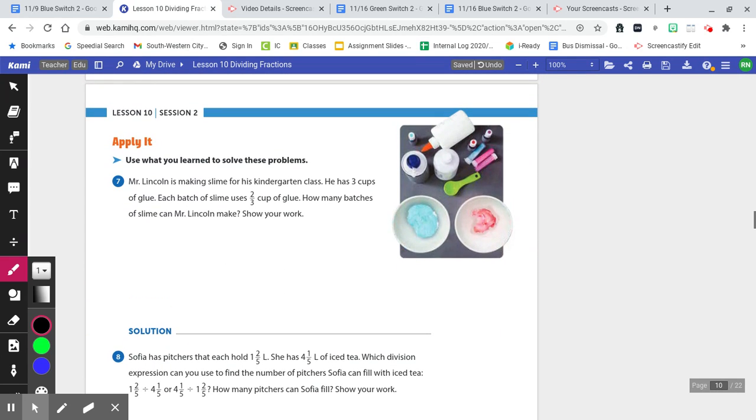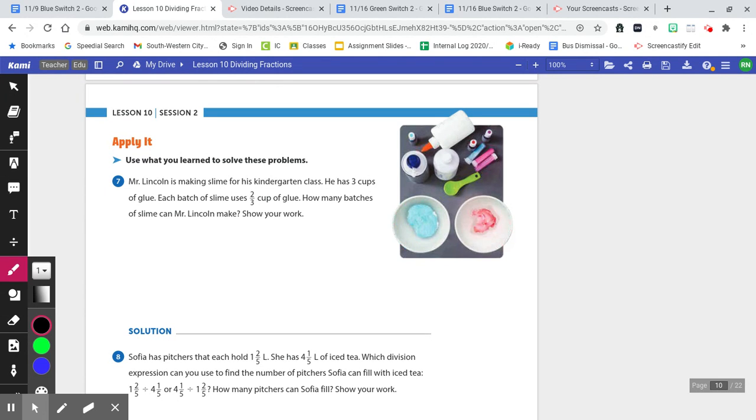I'll read the problem. Mr. Lincoln is making slime for his kindergarten class. He has 3 cups of glue. Each batch of slime uses 2/3 cups of glue. How many batches of slime can Mr. Lincoln make? Show your work. So he has 3, and he wants to divide them into groups of 2/3. So how many 2/3 go into 3? Stop the video and see if you can come up with the answer.